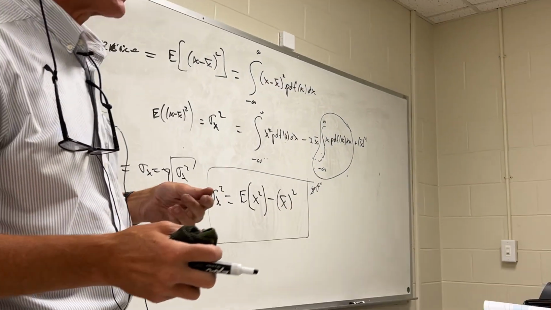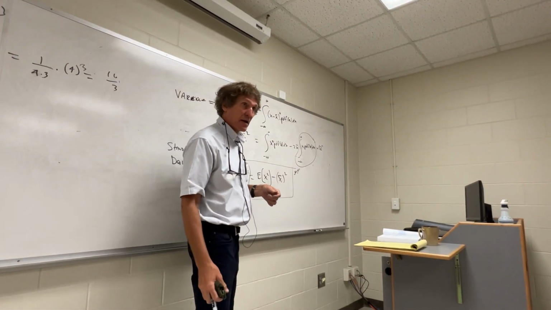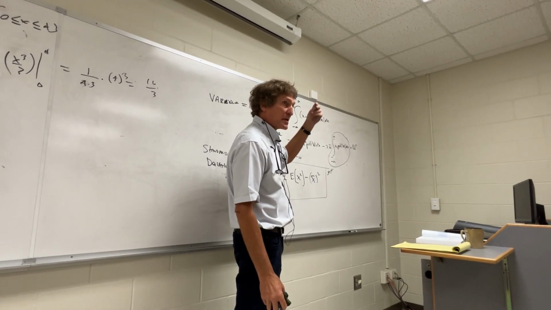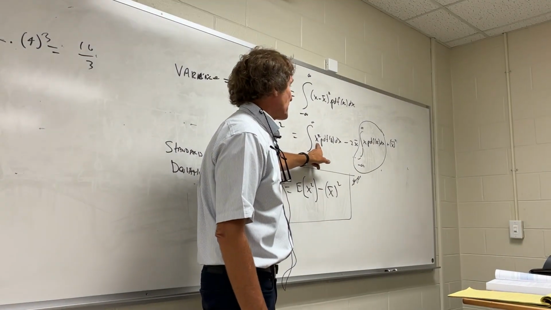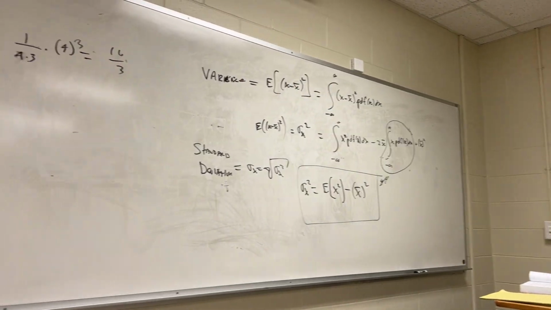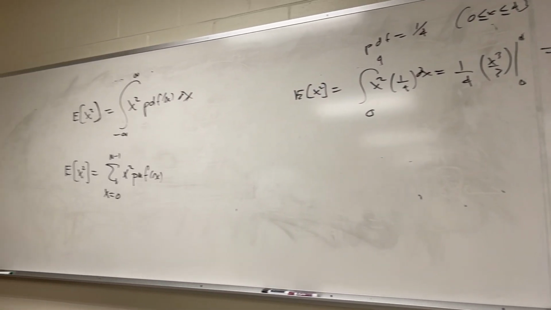Instead of having integrations, you have summations, right? In the summations, you wouldn't have a probability density function, you'd have a probability mass function, then you would have a summation where that value of x would be discrete values. Okay, sorry I held you so long. Does that make sense to you?